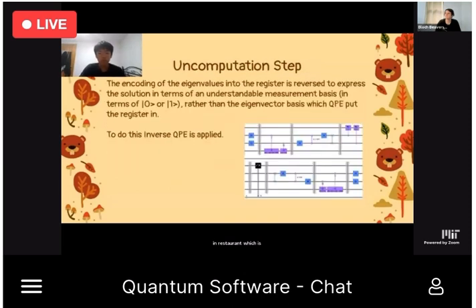Then we invert the QPE so that we can express the solution in terms of an understandable measuring basis. In other words, in terms of the 0 state or the 1 state, rather than the eigenvector basis, which the original QPE put the register in.